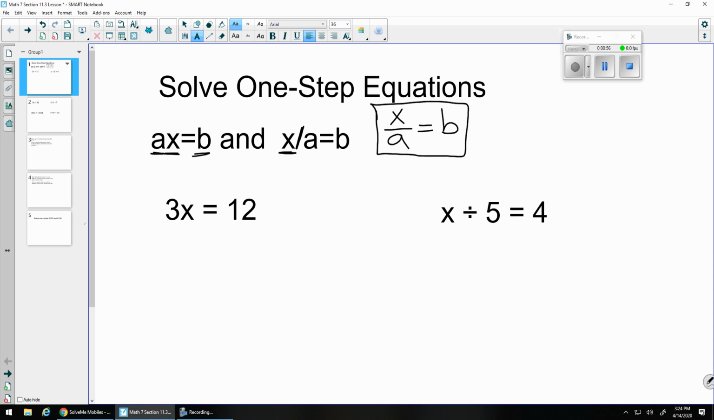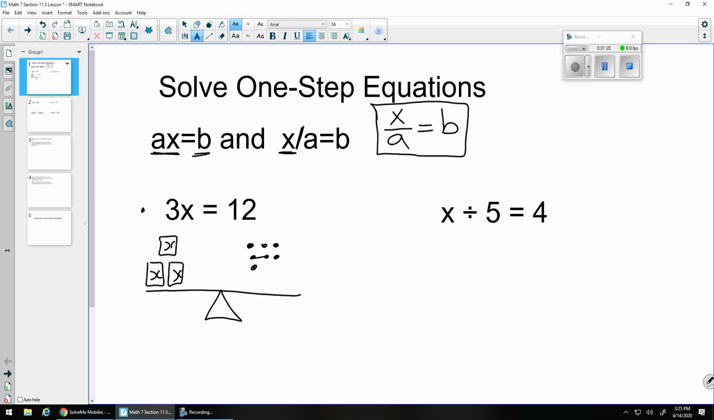So there's just one step that we need to do to solve these. Let's look at how we do this and visualize this again. So we have 3x is equal to 12. Okay, we're working on this problem here. Let's envision our teeter-totter seesaw. I have 3x. So I have x, x, and x on the one side. And I have 12 on the other side.